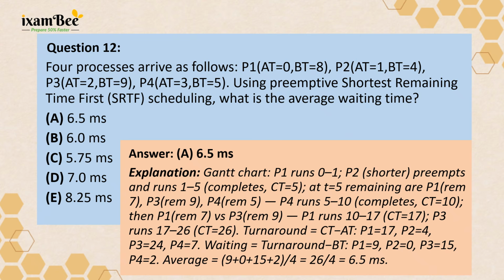Now compute the turnaround time, which is completion minus arrival for each process. P1 is 17, P2 is 4, P3 is 24 and P4 is 7.